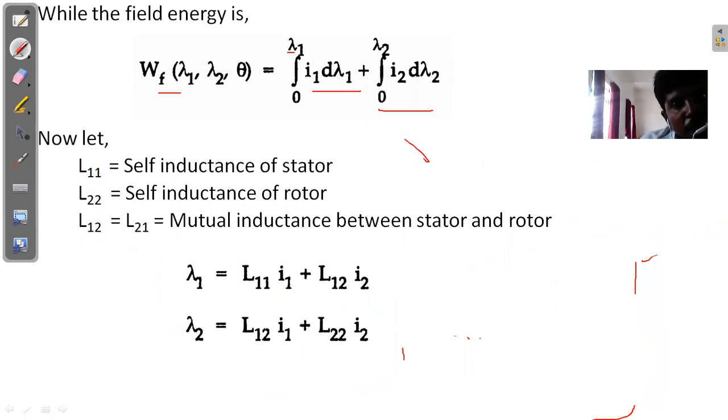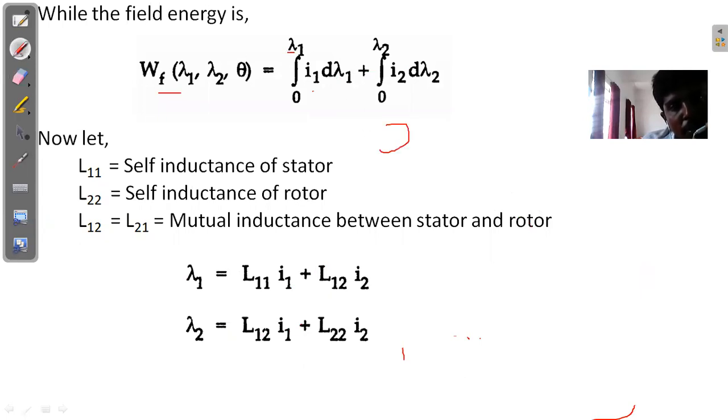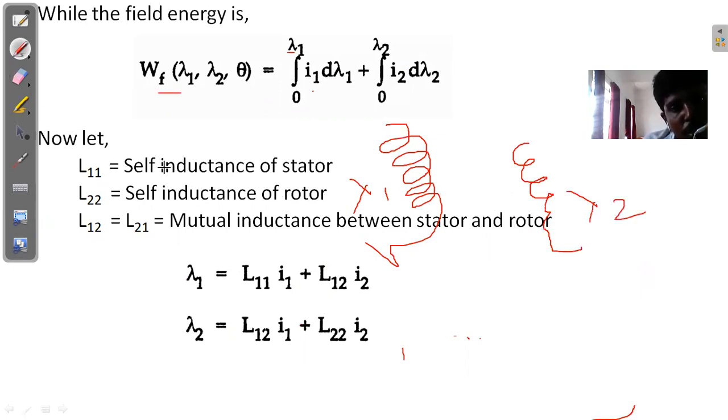So we know lambda equals L into I, therefore inductance L equals lambda divided by I. In a multiple excited system we can use two coils. One is for the source one, that corresponds to lambda 1. Another coil is on the rotor side, with inductance L2. L11 is the self inductance of the stator coil. L22 is nothing but the self inductance of the rotor. L12 is nothing but the mutual inductance between the stator and the rotor, or L21.